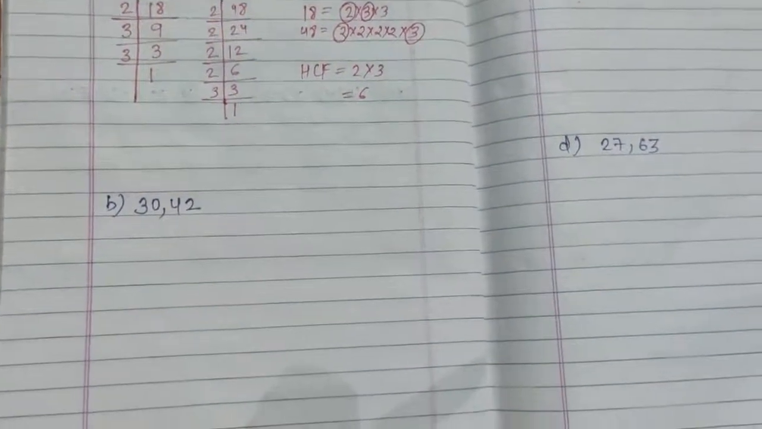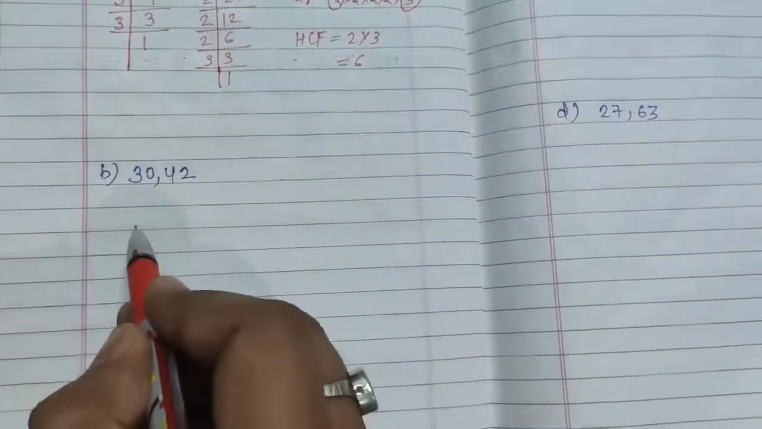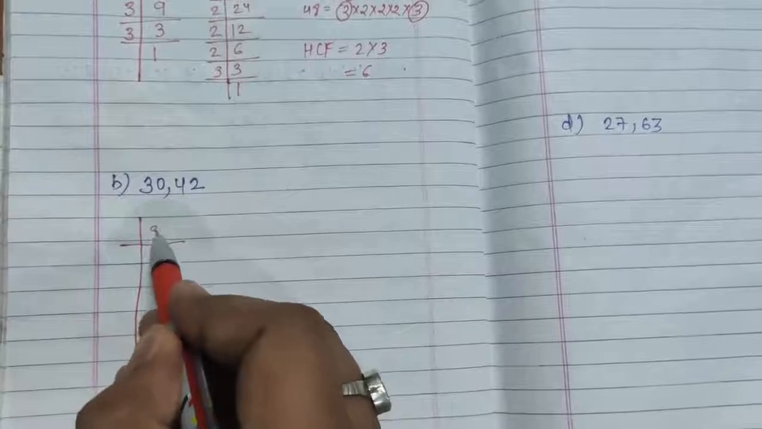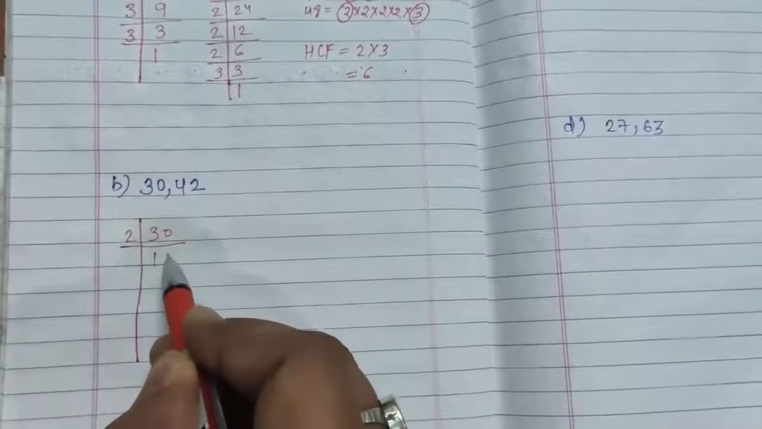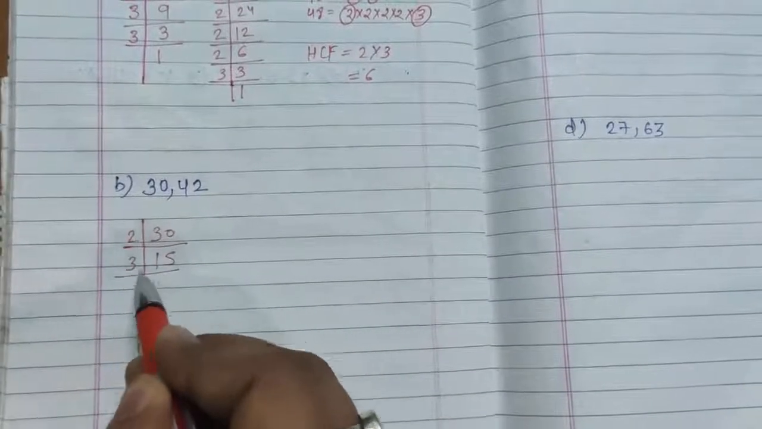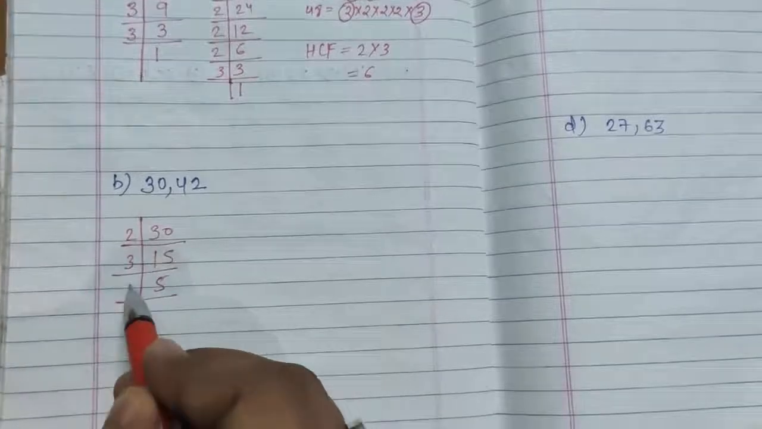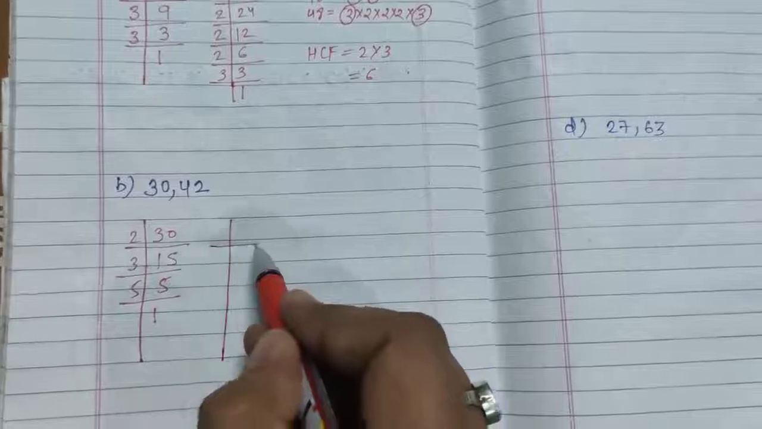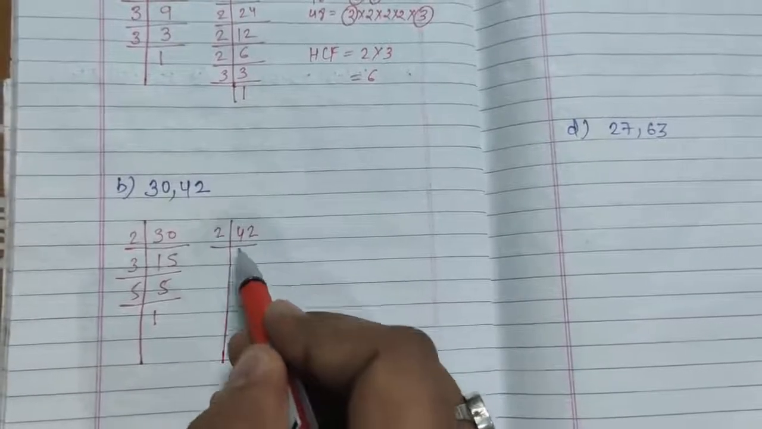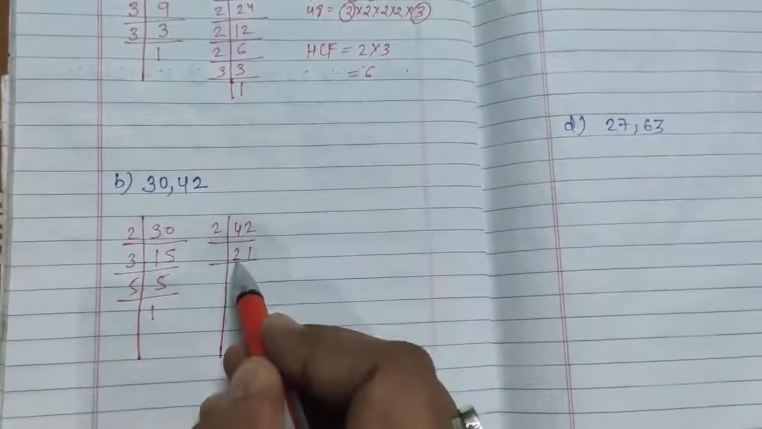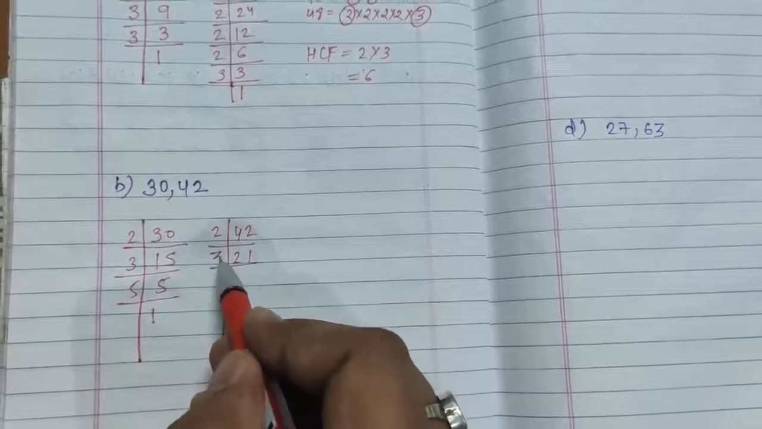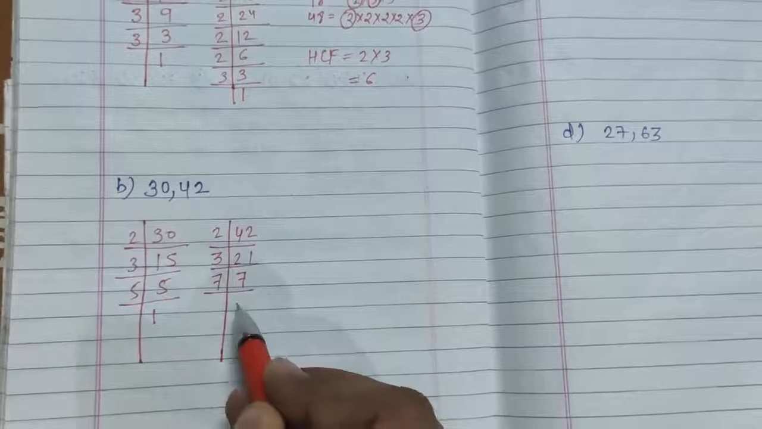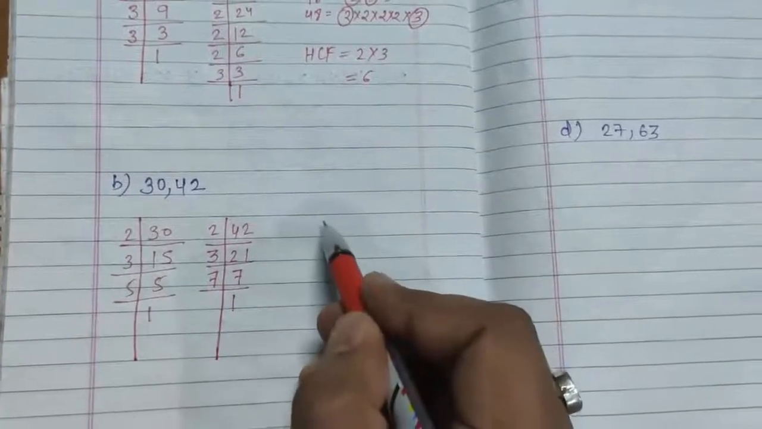Now next question. It is 30 and it is 42. 30 divided by 2, we will get 15. Then divided by 3 we will get 5. Then divided by 5 we will get 1. Now 42 we will again divide by 2, it is 21. Now it is not divisible by 2, it is divisible by 3, so it is 7, and 7 is a prime number, it is only divisible by 7.